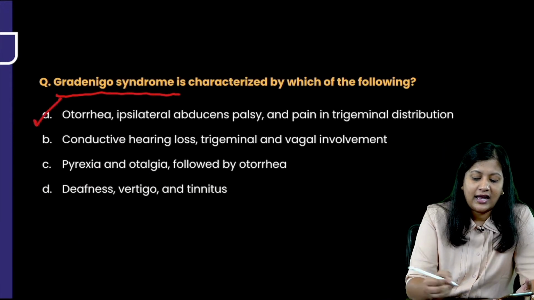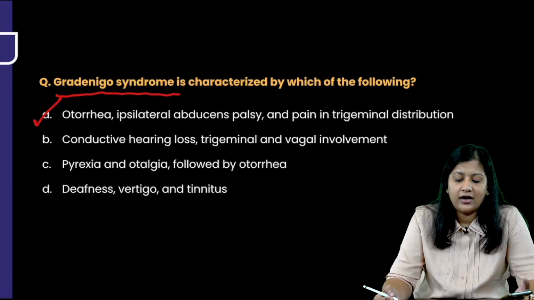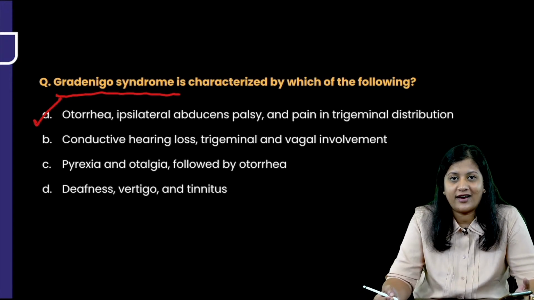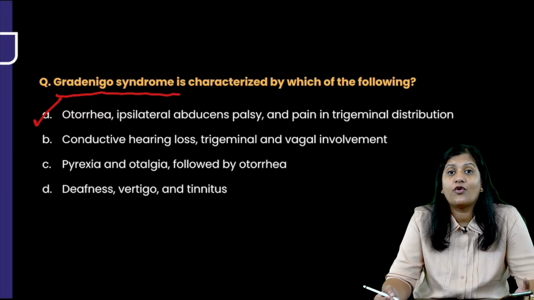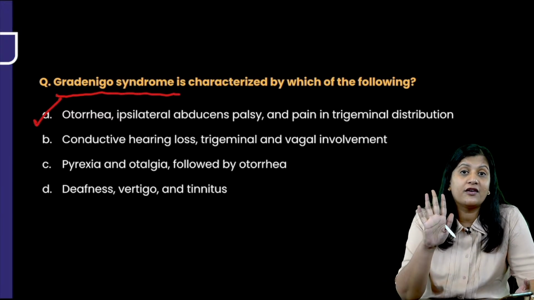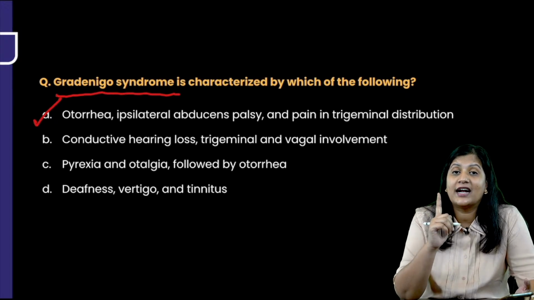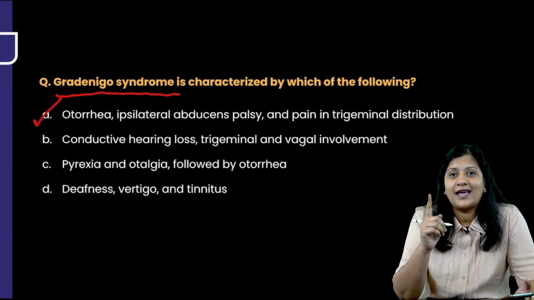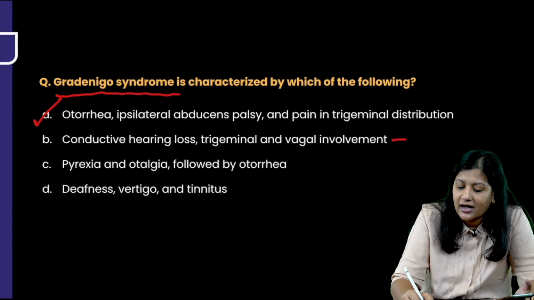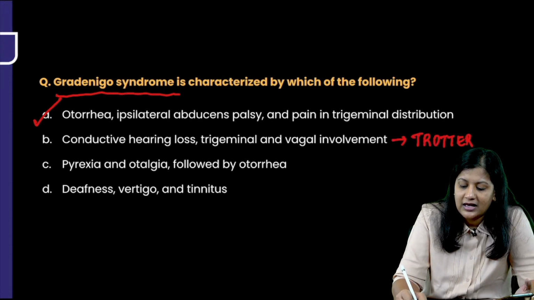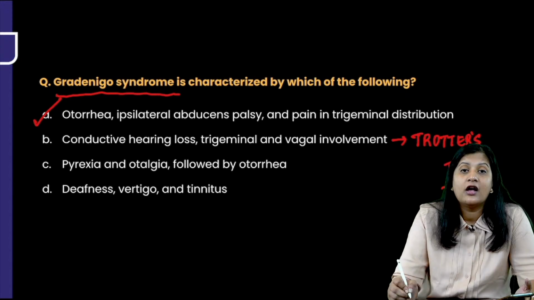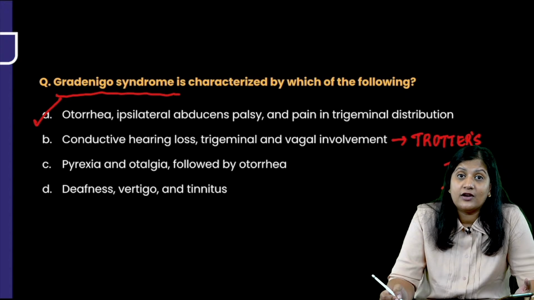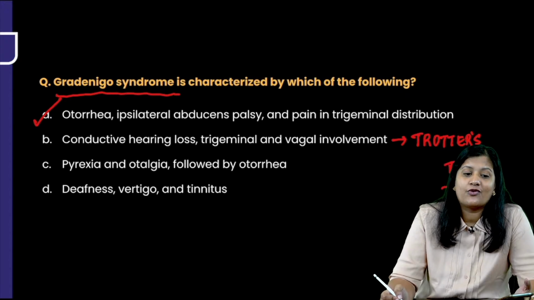The answer is A, otorrhea, ipsilateral abducent palsy and pain in the distribution of trigeminal nerve. Now where do you get conductive hearing loss, trigeminal nerve involvement and vagal nerve involvement, 5th nerve involvement, 10th nerve involvement and conductive hearing loss due to non-suppurative otitis media? This triad is called as your Trotter's triad. So this is your Trotter's triad. So sometimes you might get confused between Trotter's triad and Gradenigo's triad. So I hope this is easy now for all of you.